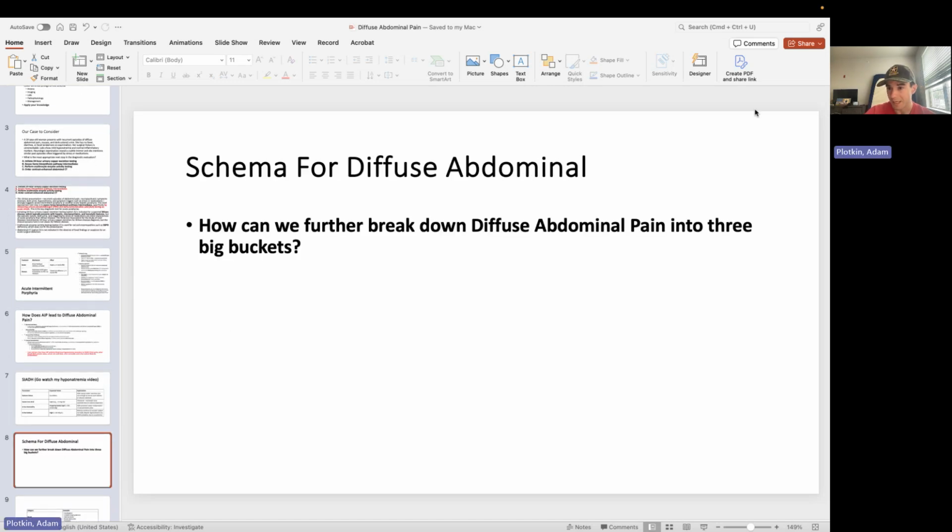So, schema for diffuse abdominal pain, right? How can we further break down diffuse abdominal pain into 3 big buckets? Pause your screen, think about some 3 big buckets we could put diffuse abdominal pain into.